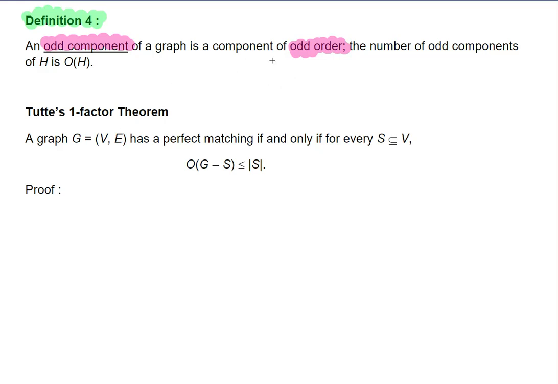Odd order, for example, we have a graph with 3 vertices. So the graph K3 is actually a graph of odd order: 1, 2, 3. Also K5 here: 1, 2, 3, 4, 5. This is a graph of odd component. It contains an odd number of vertices.